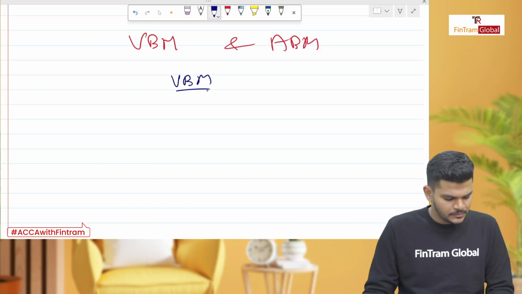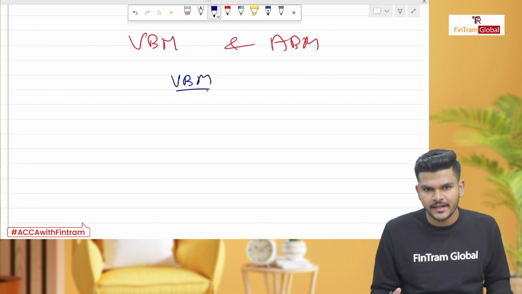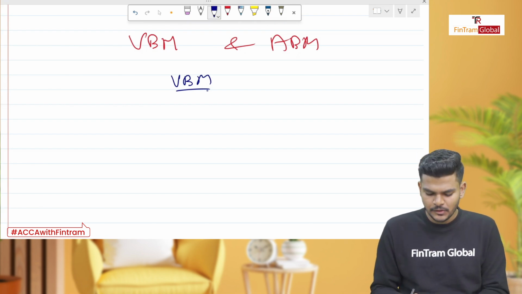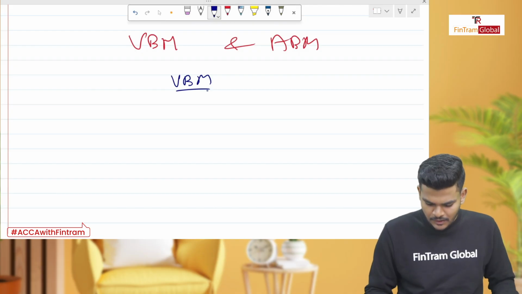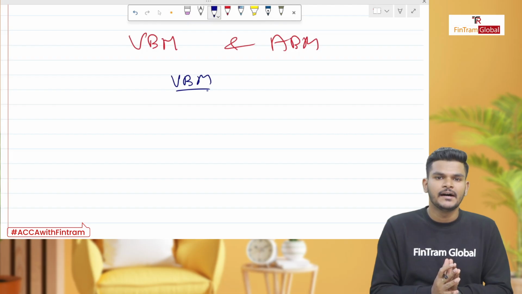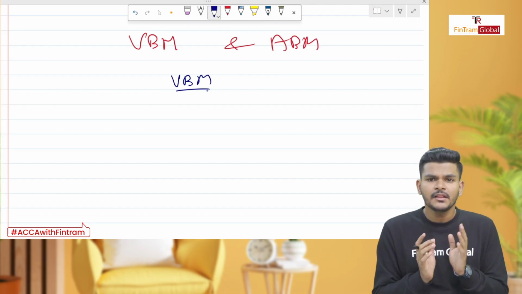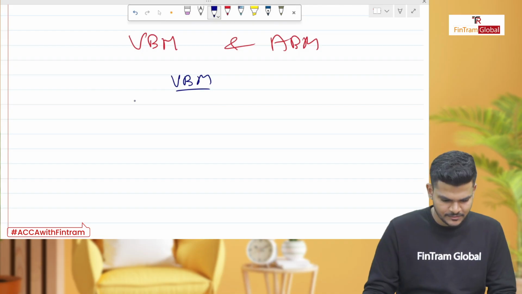Okay, so VBM involves having a mindset of value addition, right? How can we add value to the organization? It's all about having that particular mindset itself. So how do we ensure that the people within my organization are adding value exactly? Well, I basically implement these step by step processes, right?